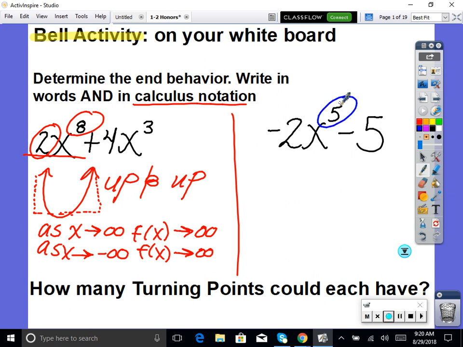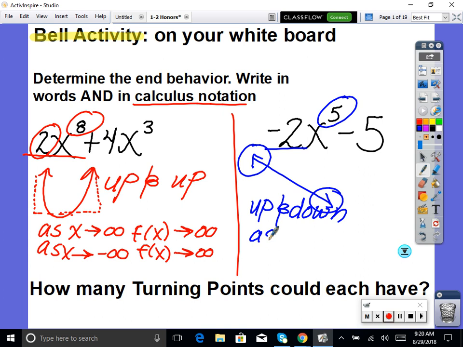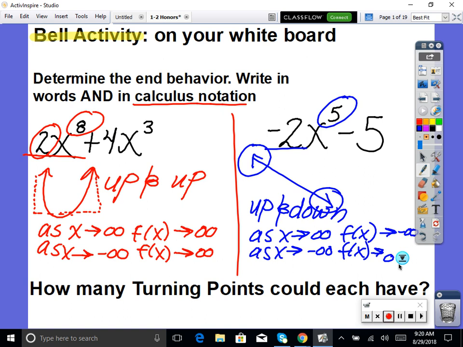It's odd, so it's opposite, right? Odd is opposite. It's negative, so isn't it like a negative line? Okay, so it's up and down. Good. Then as x goes to infinity, f of x goes to negative infinity, and then as x goes to negative infinity, f of x goes to positive infinity.